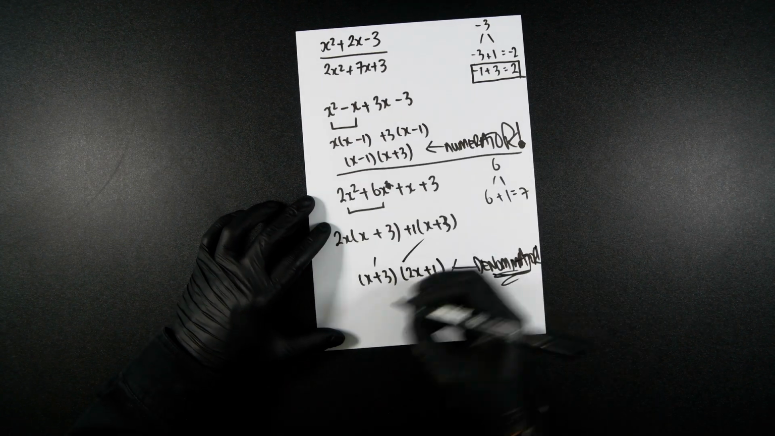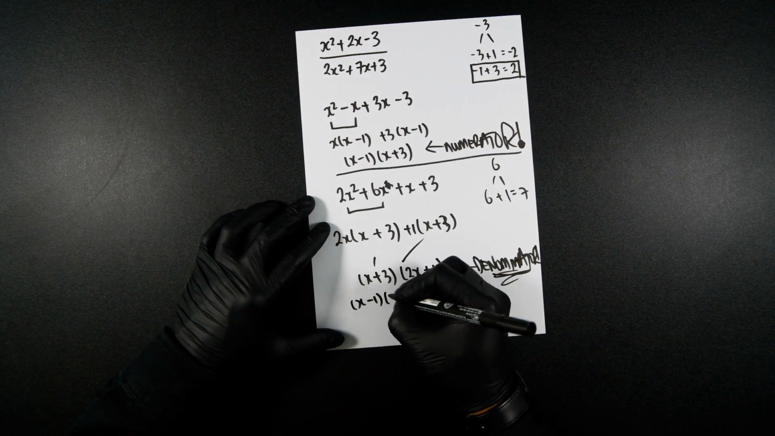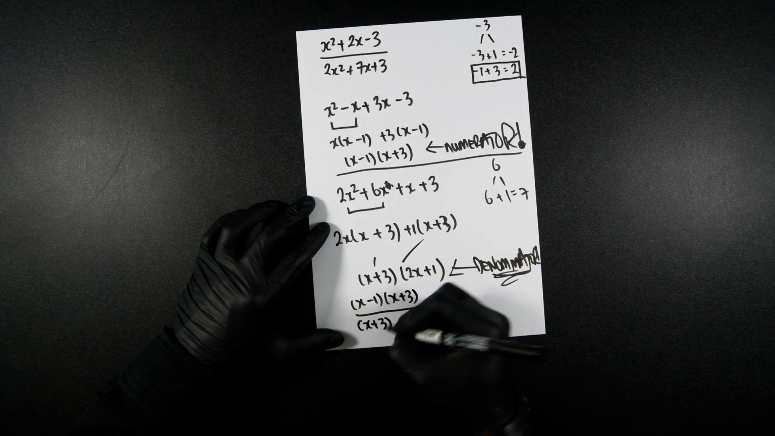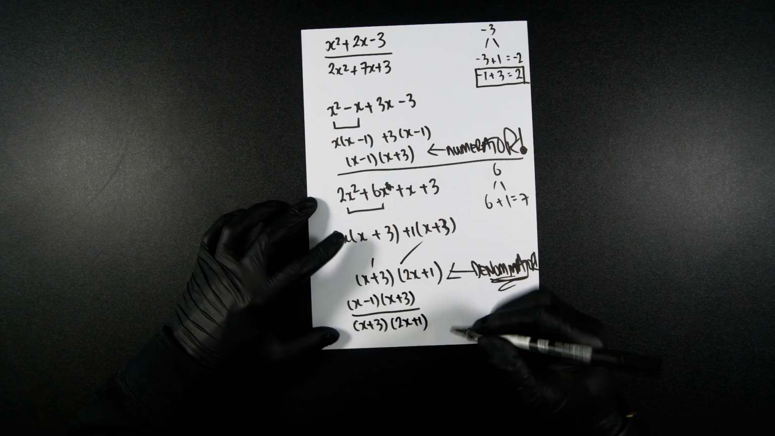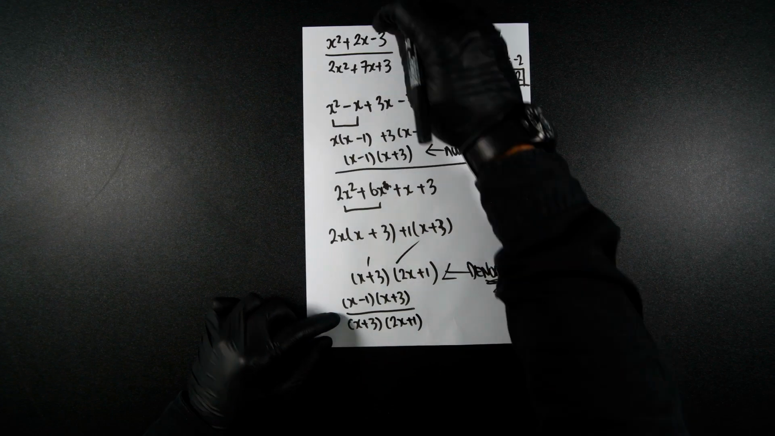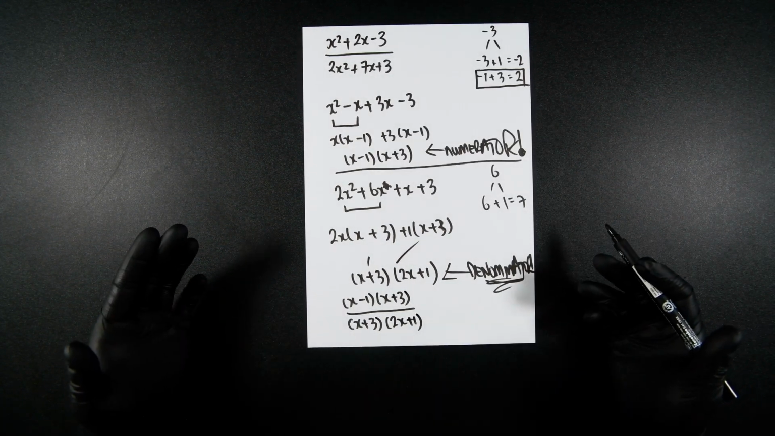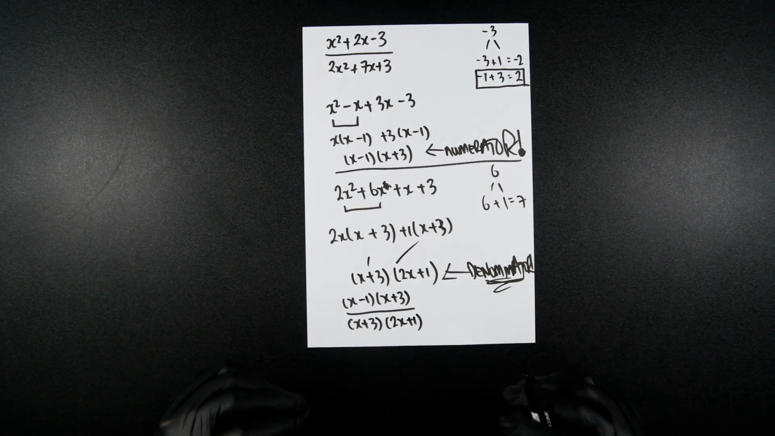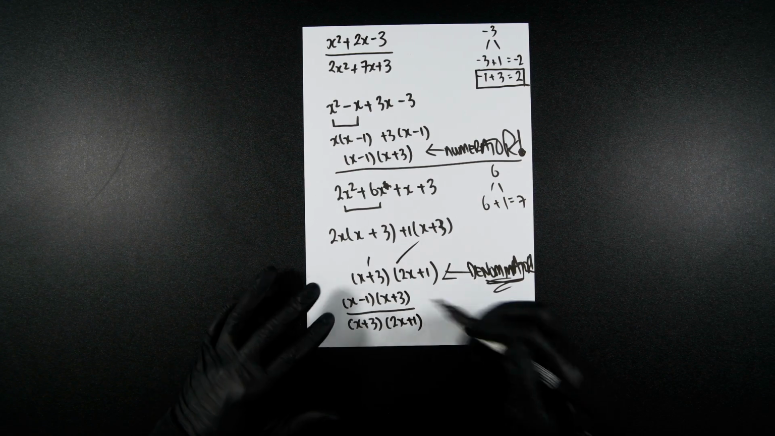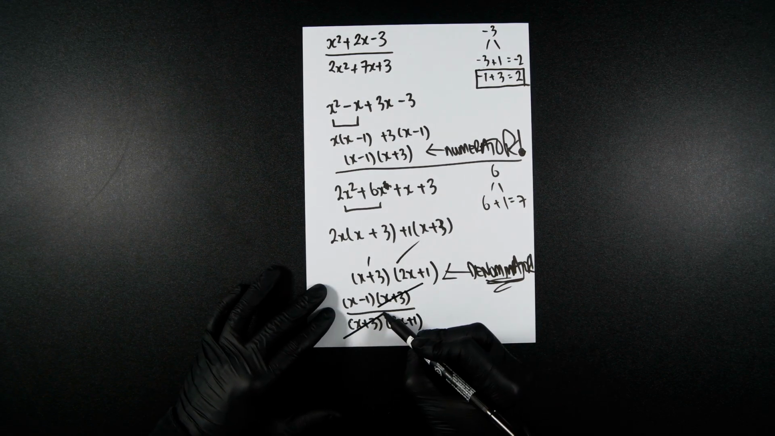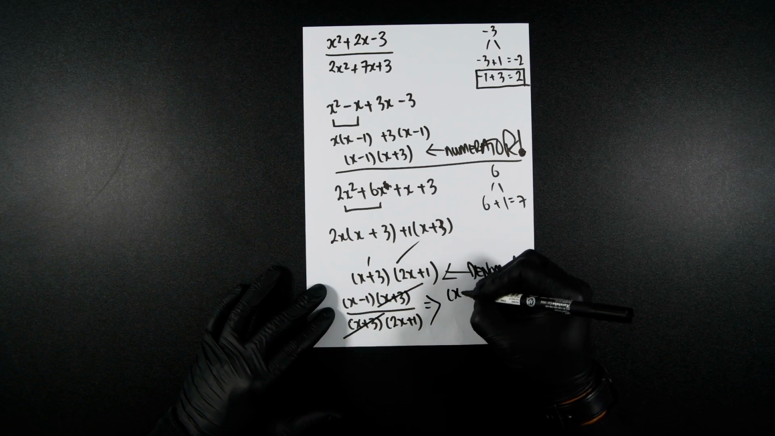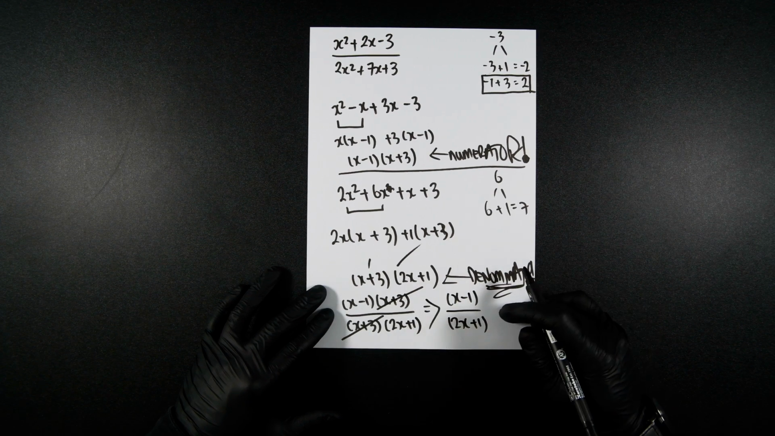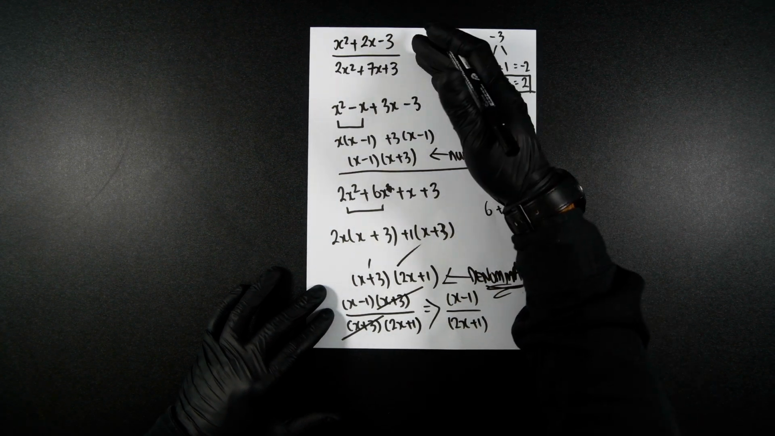So let's now write this out: (x minus 1)(x plus 3) over (x plus 3)(2x plus 1). So that's the successful factorisation of this. And guess what? Everything has aligned. Everything has reached eternal perfection. We have been able to cancel out x plus 3 and x plus 3. So now we have (x minus 1) over (2x plus 1). And that right there is the solution to this.